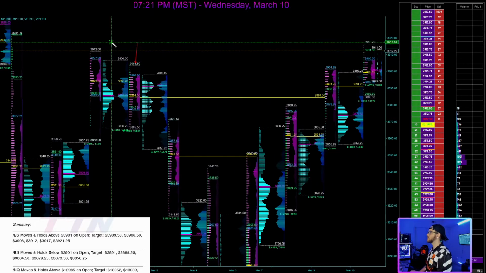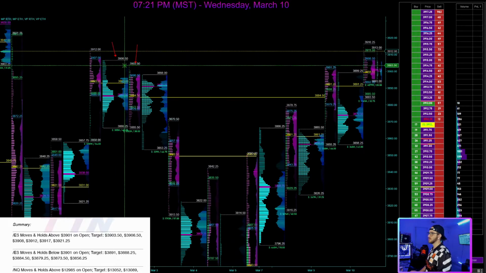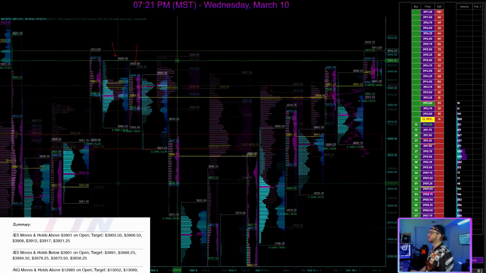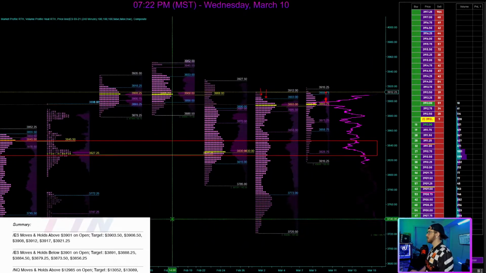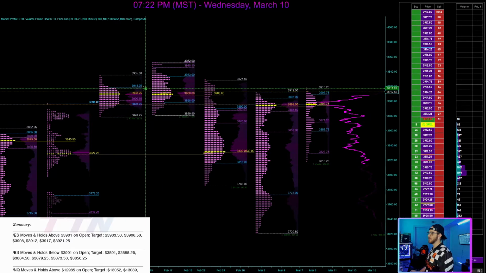Second upside target was 3906. That was the overnight high from the March 1st into March 2nd session, just right above that, and from the session prior to that as well. The third upside target was 3908. So I switched over to the weekly profile to show you guys the third upside target.